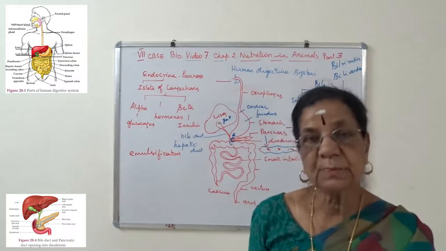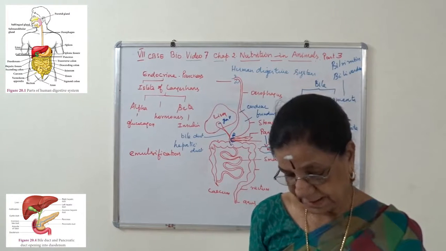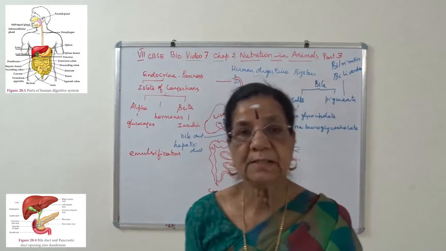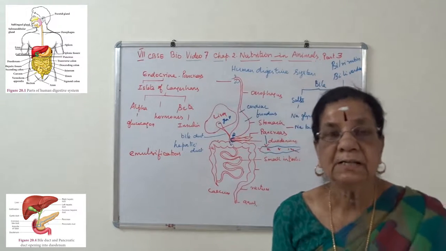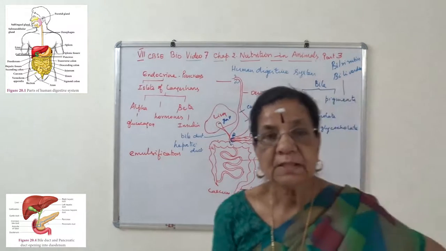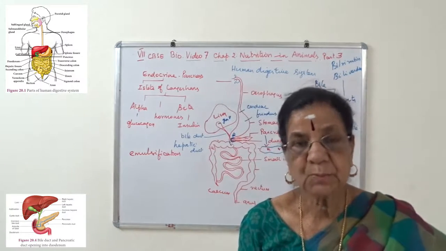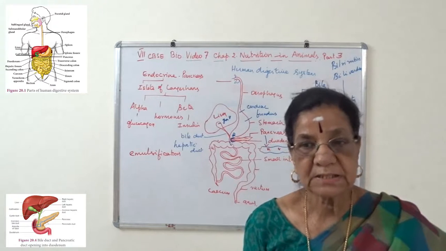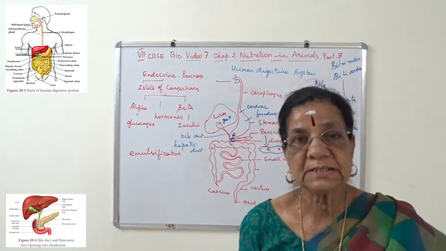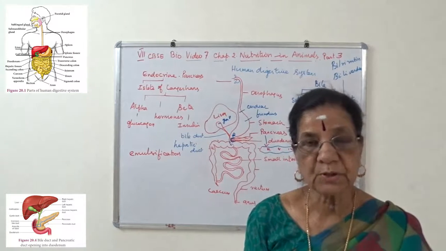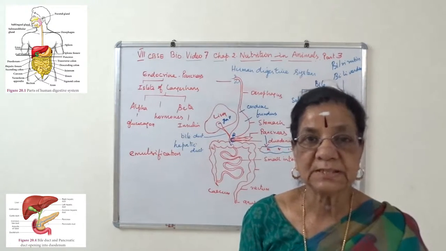It controls blood sugar and amino acid level. It synthesizes fetal red blood cells. Now fetus is the development of the embryo. When a mother is pregnant, the first 3 months of development is called embryo, and further development of the embryo is called fetus.